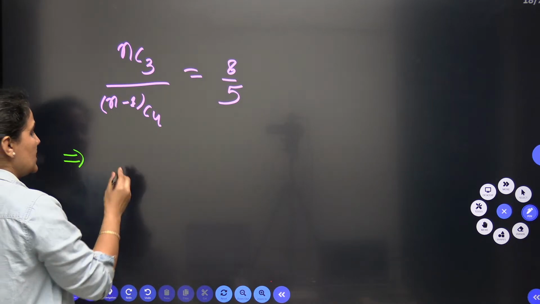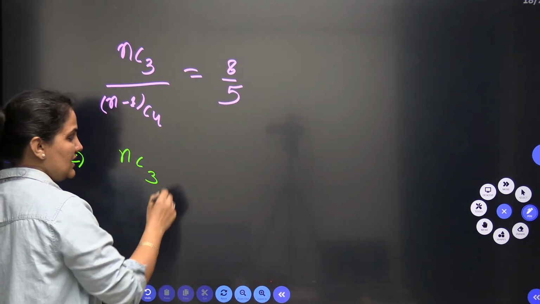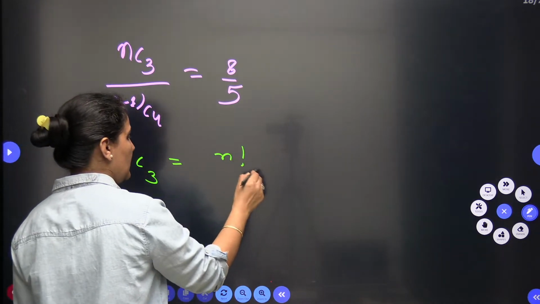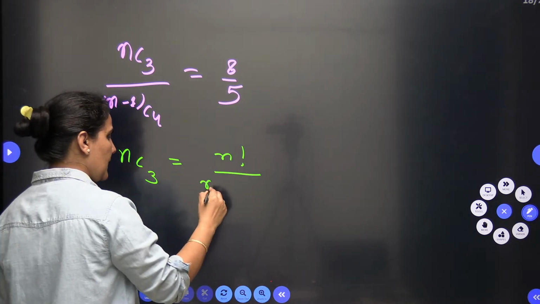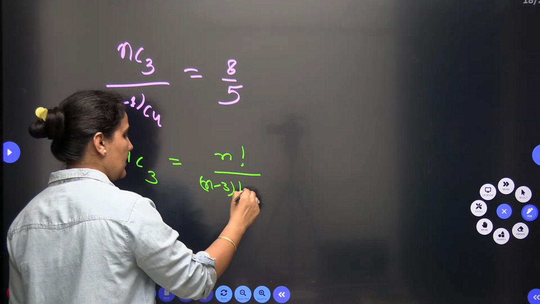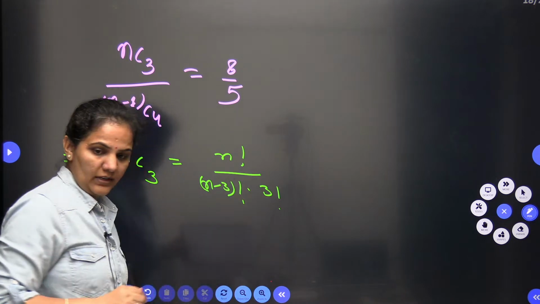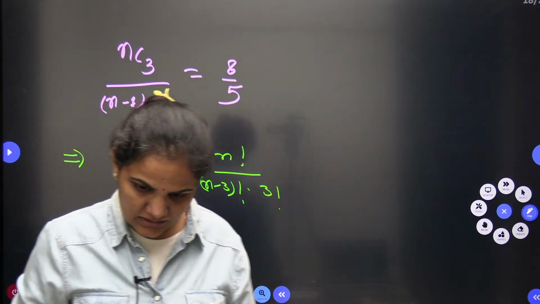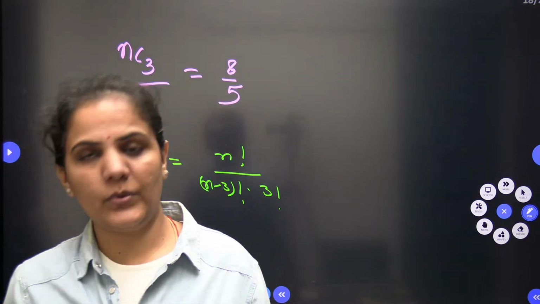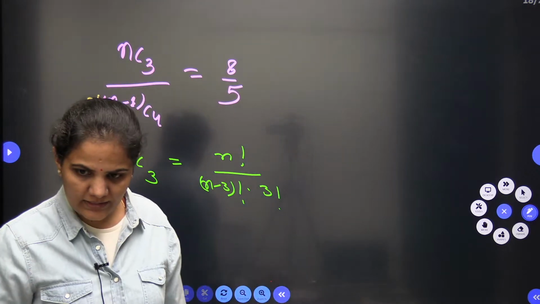Now let's use this. First of all, I will open nC3. When I open it, this will be n factorial by (n minus 3) factorial multiplied by 3 factorial. Okay, Saksham is there with the answer. n is equal to 8. Well done, very good, absolutely right.